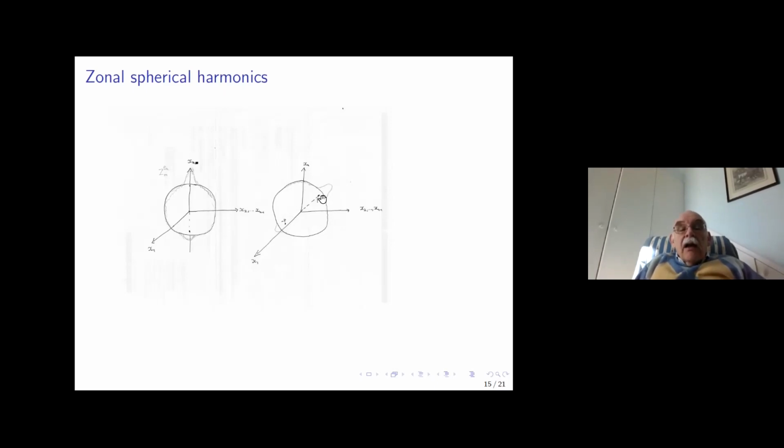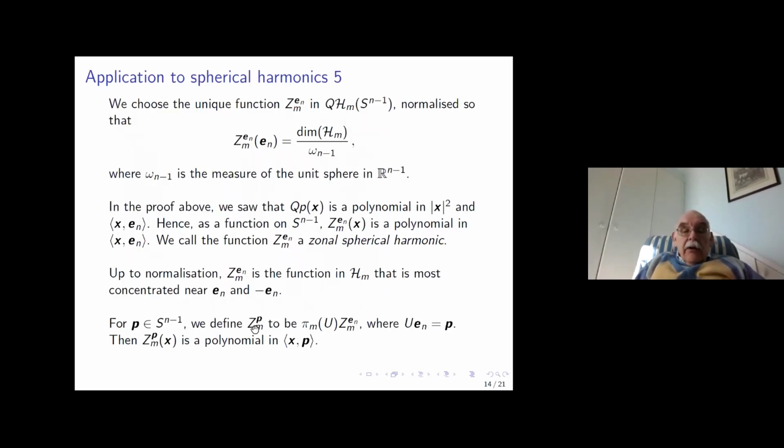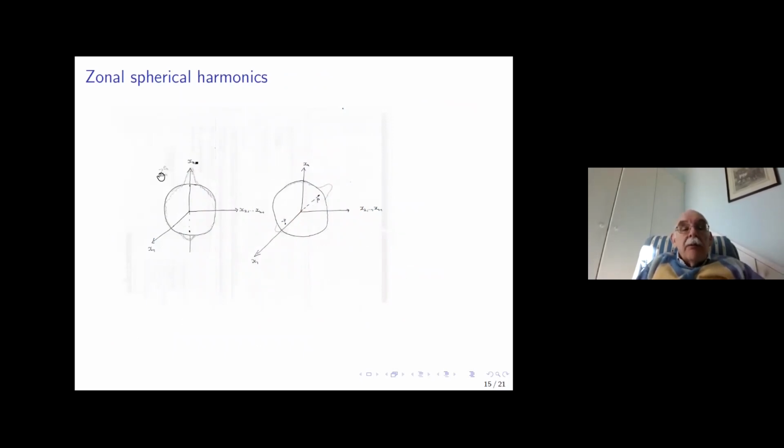Then I can choose another point p on the sphere, and I can get another function Z_m^p, and that's what I get by taking this function defined on the sphere and rotating the sphere around so that the part where the function is most active is at p. So this is a picture of Z_m at p.